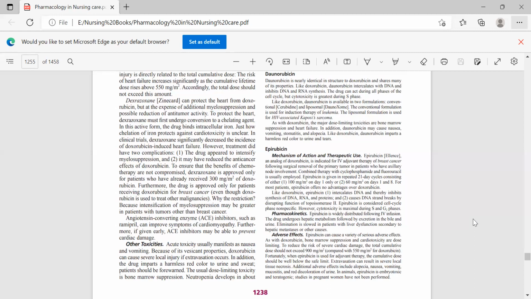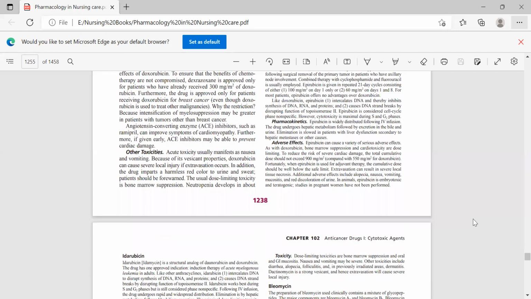Extravasation can result in severe local tissue necrosis, and other adversities include alopecia, nausea, vomiting, mucositis, and red discoloration of urine. Next drug is idarubicin.